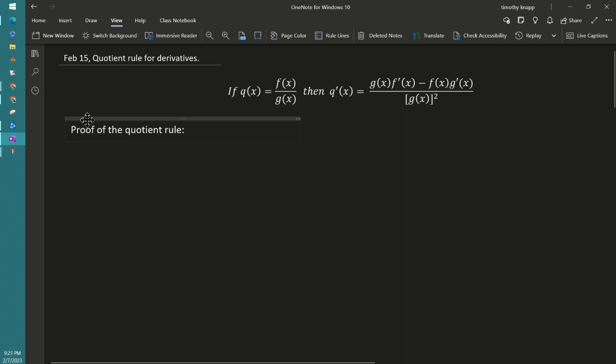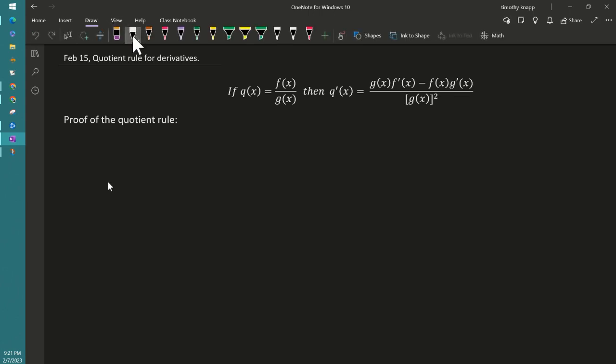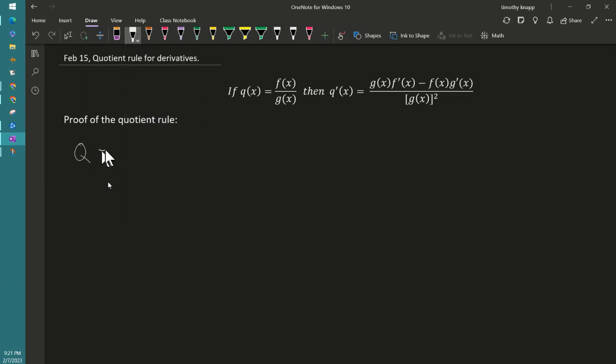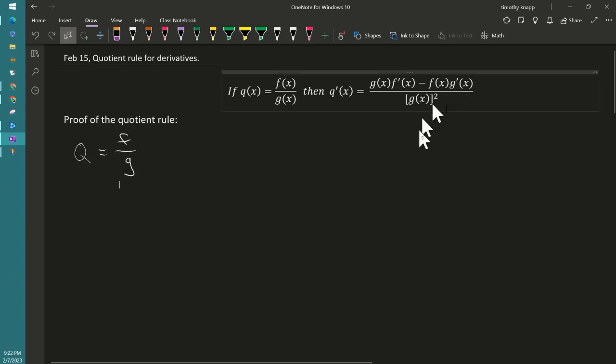Let's just do a quick proof of it. I'm going to do a very quick, sort of rugged proof. Q is the quotient of two functions, f and g. I'm not going to write a bunch of x's just to keep it quick. I could write an x here, an x here, and an x here, but then throughout the whole thing I'd have a bunch of x's. So let's just pretend these are all functions of x.